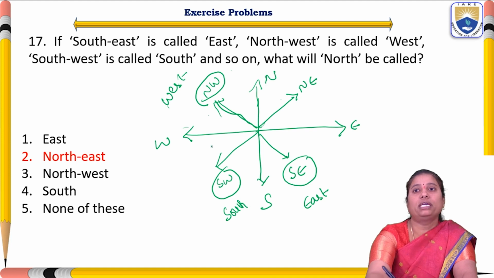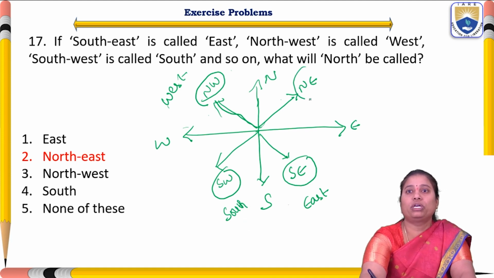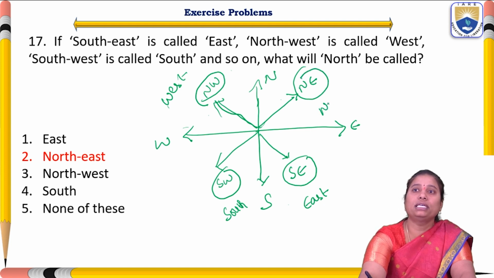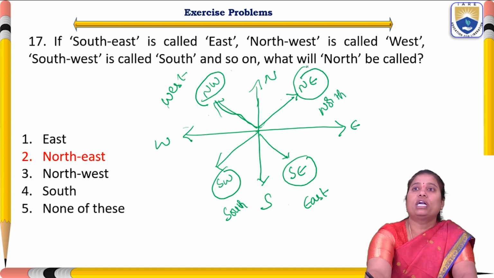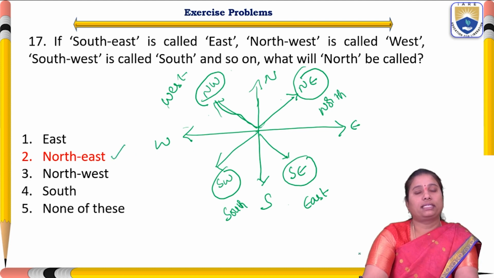Then obviously, south, east, west is done. Opposite to this one, northeast will be called as north. So what will north be called? Northeast will be called as north. So the answer is second.